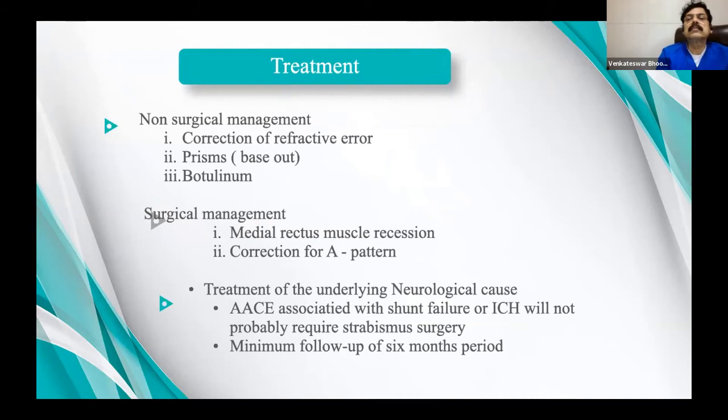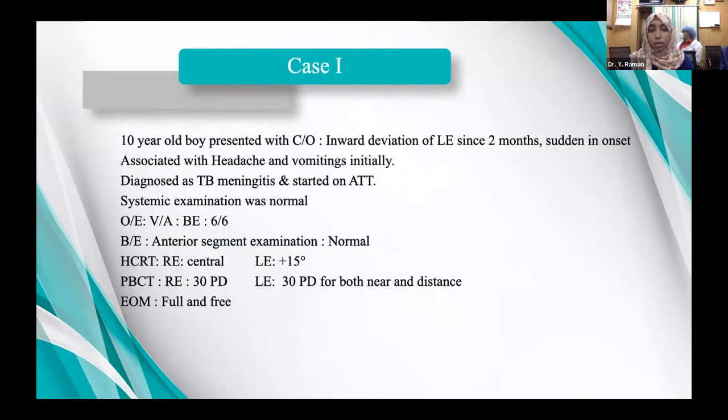Good binocular and functional outcomes can be achieved with non-surgical as well as surgical management. Non-surgical management includes correction of the underlying refractive error, prisms, that is base out prisms, and chemodenervation. Also, the underlying neurological cause has to be corrected. Now, coming to the cases, we'll be presenting a few cases.